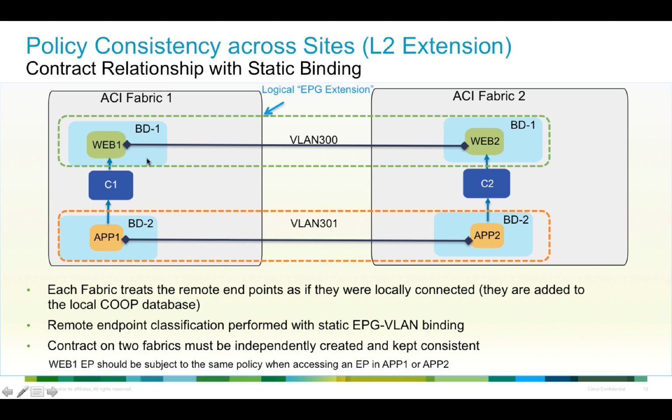Each of the endpoint groups is extended to the other data center. For example, the app endpoint group is extended using VLAN 301, and the web endpoint group is extended using VLAN 300. Now, obviously you want to be able to enforce the same contract that you have locally in data center 1.